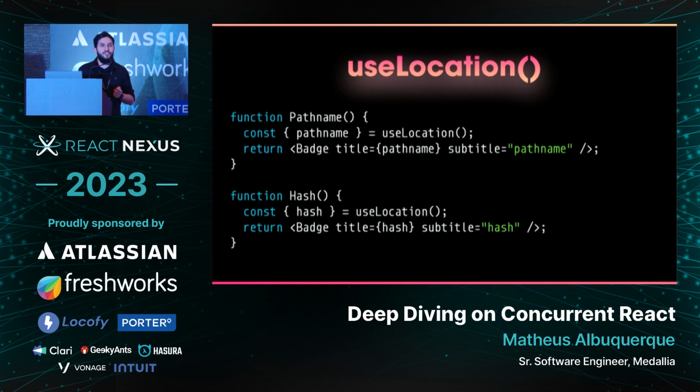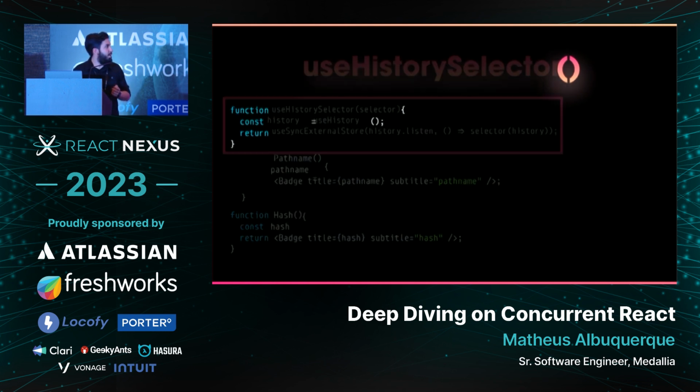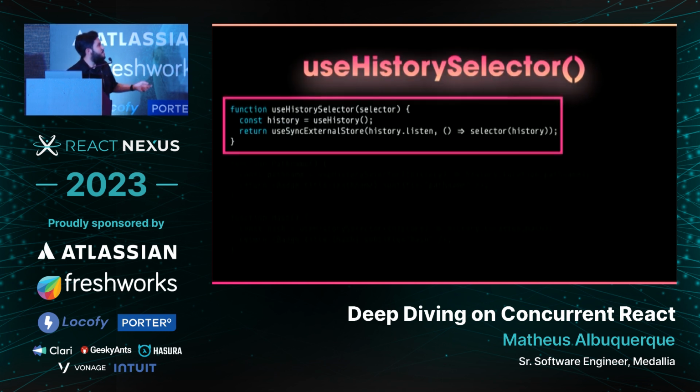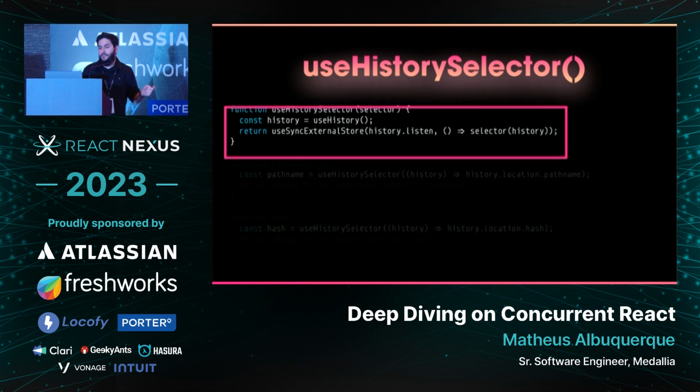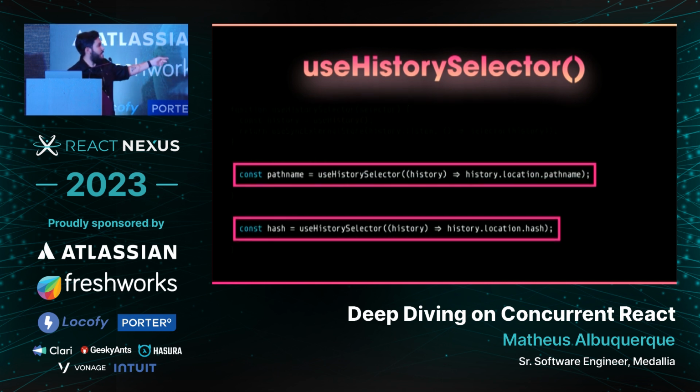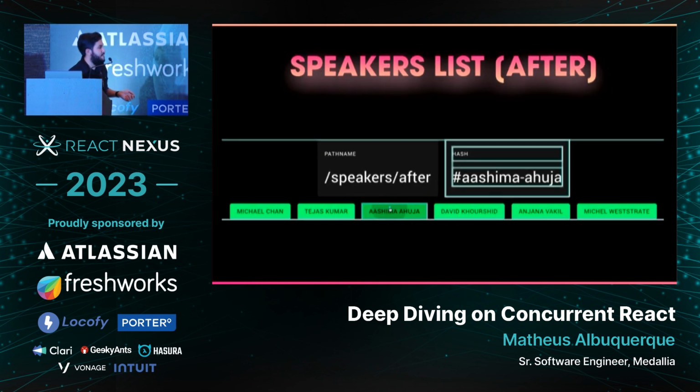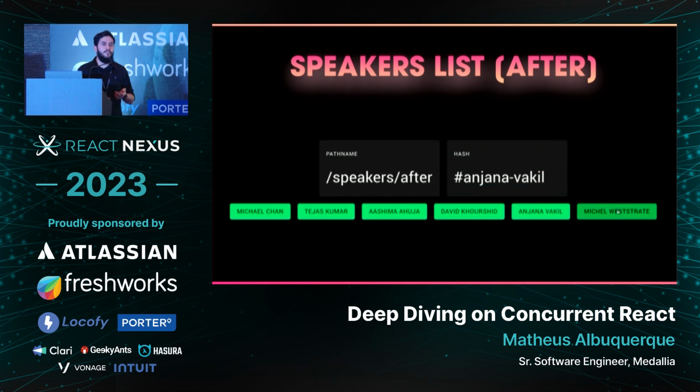So how could we change that? Perhaps by leveraging the hook we just saw. We're using useSyncExternalStore to build a new hook called useHistorySelector. And inside our components, I now have a pathname selector and a hash selector using the hook we just created. And the result is that now the only component which re-renders is the hash one, and pathname is fine.